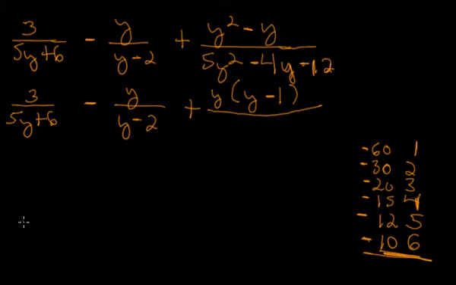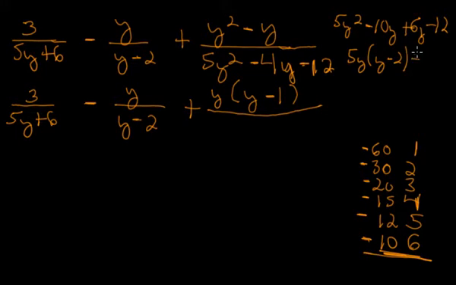So I'll rewrite this here as 5y squared minus 10y plus 6y minus 12. Pull out a 5y here, and that leaves me y minus 2. I'll pull out a 6y there. That leaves me y minus 2. So my factors are 5y plus 6 and a y minus 2.